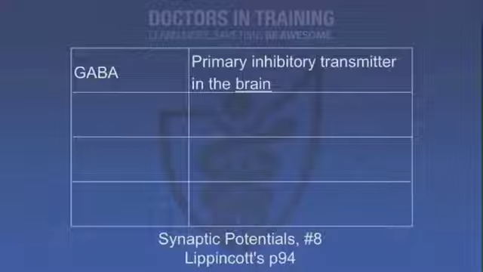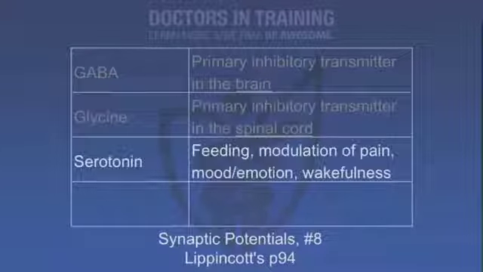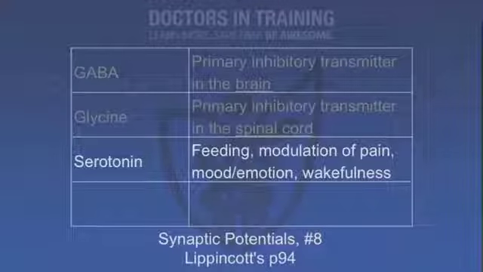One of the most important inhibitory neurotransmitters is GABA, which is gamma aminobutyric acid. It's the primary inhibitory neurotransmitter in the brain. Then there's glycine, which is another amino acid neurotransmitter. It's the primary inhibitory neurotransmitter in the spinal cord. Then we mentioned serotonin briefly earlier. Serotonin has both inhibitory and excitatory actions. It's more predominantly an inhibitory neurotransmitter.